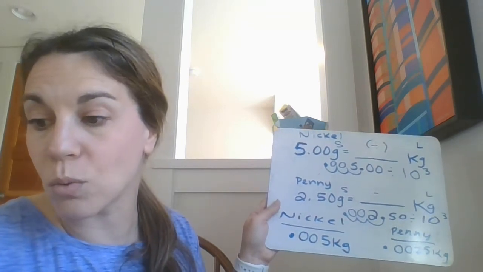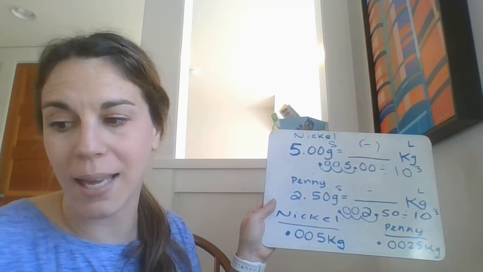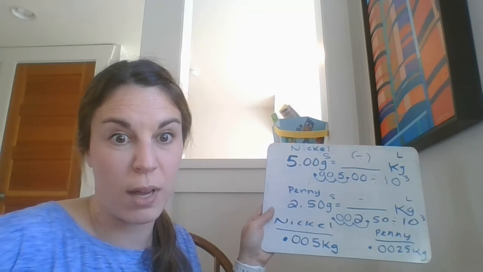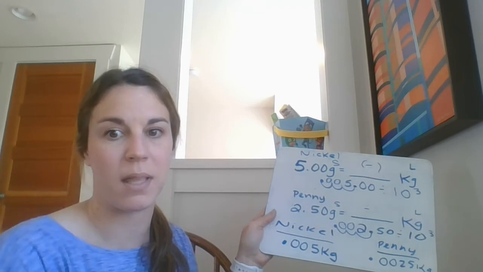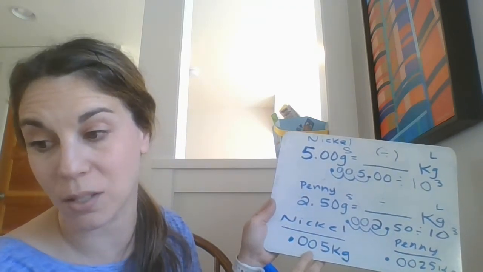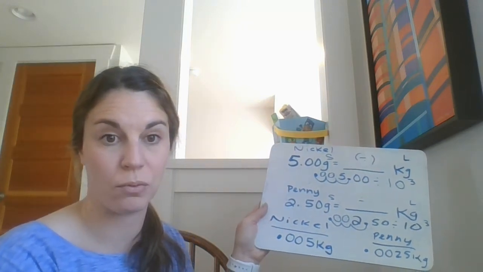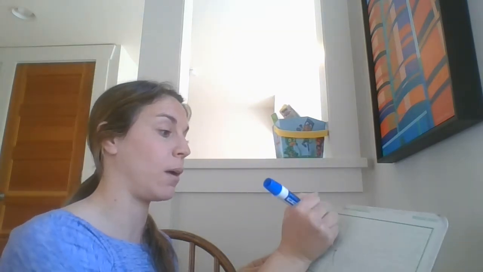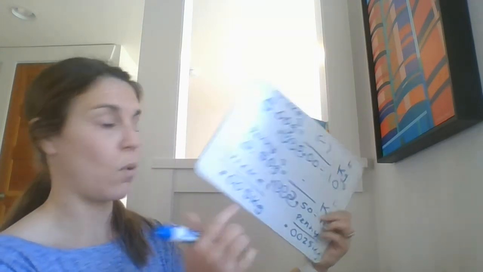Okay, so then it says, what is the mass in kilograms of the coins in a bag containing 186 nickels? So if we had 186 nickels and 72 pennies, what would be the total mass? So if this is how much 1 nickel is worth and I have 186, what would I do? I would multiply. I'm not going to do this for you, but we would do 186 times how much 1 was.